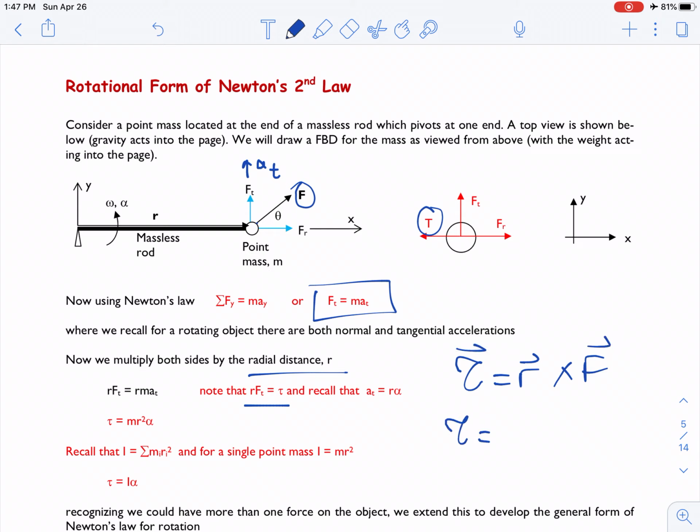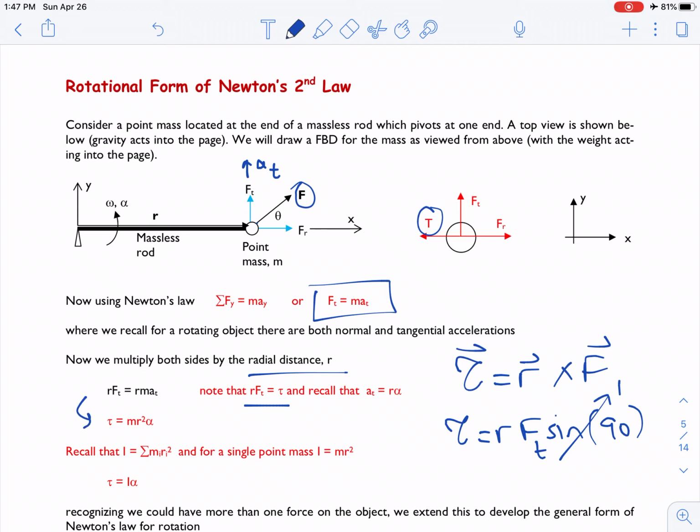In magnitude form, R F sine theta, but in this case, F_t and R, so if you take this F to be F_t, you have 90 degrees, and sine of that is simply 1, so it becomes R F_t. So you can replace R F_t with torque, as we do here.